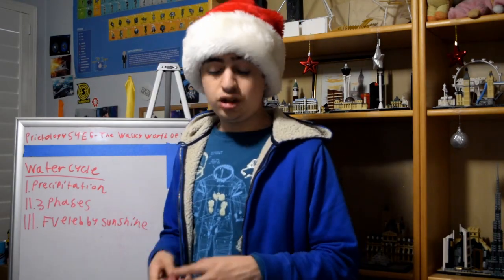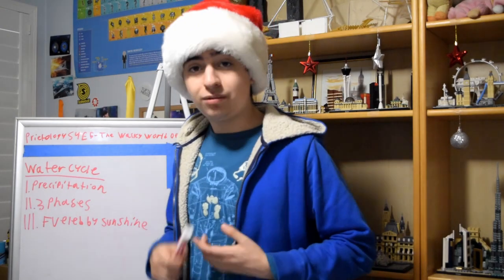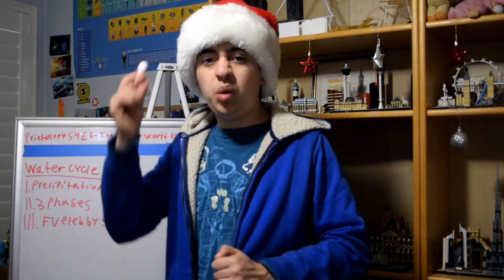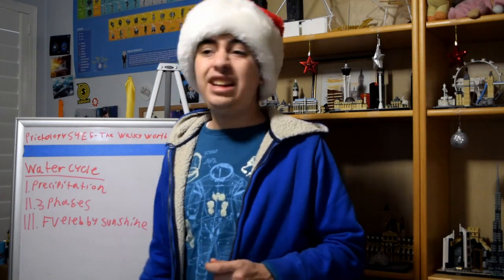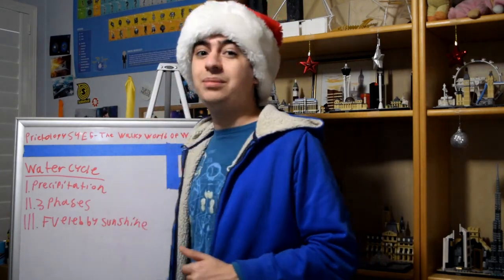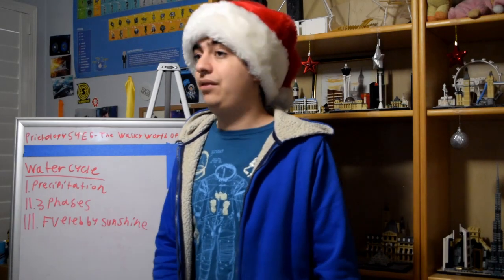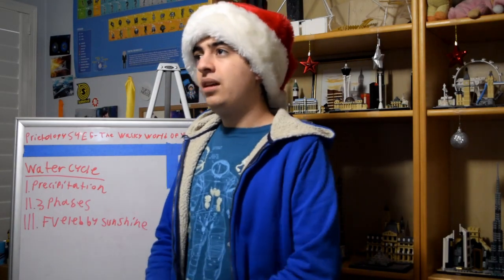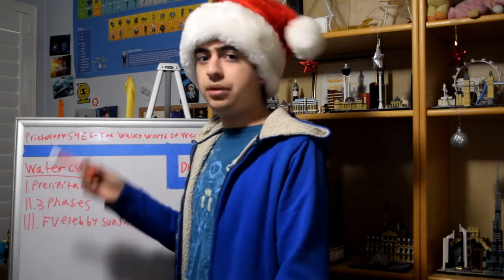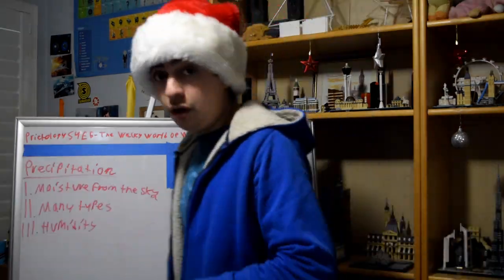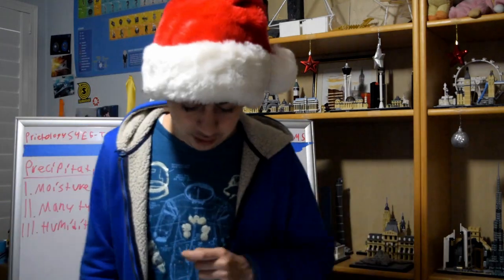Fun fact: a usual water molecule in the ocean will go through the water cycle 3,200 times in a year. 3,200 times. That is a lot for even just a little individual molecule. And think about the billions and billions of molecules that we have out in the oceans all over the world.